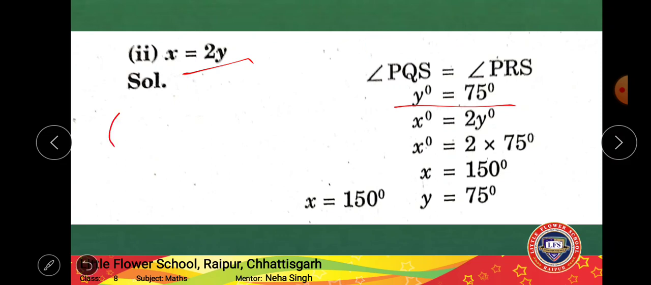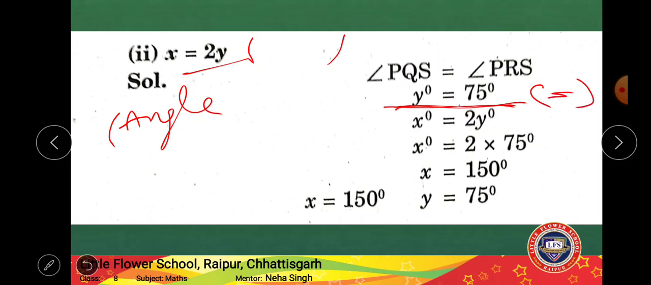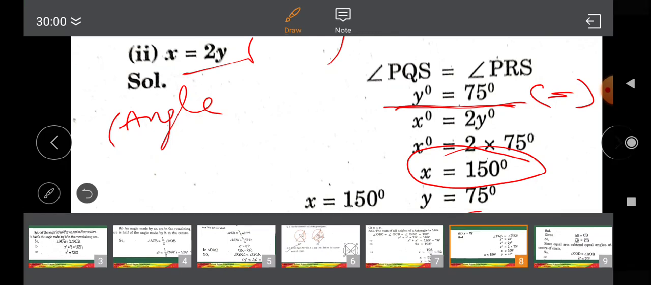First of all, for x equals 2y, what are you going to write here? You write that the angle subtended at the center is twice the angle subtended at the remaining arc. And for y you will write that angles in the same segment of the circle are equal. So the values of x and y we can easily calculate. 75 into 2 is 150 degrees. So here we got the value of x and we got the value of y.